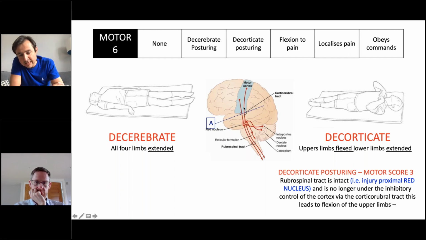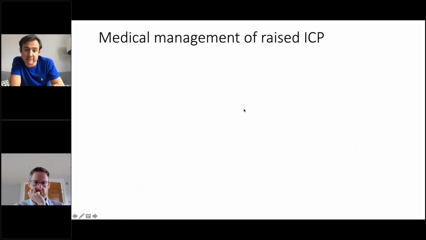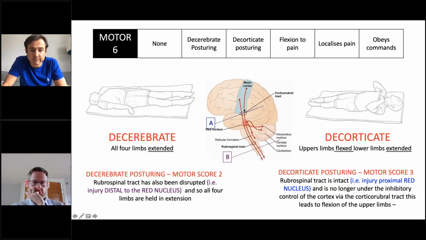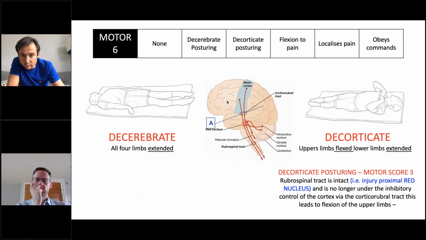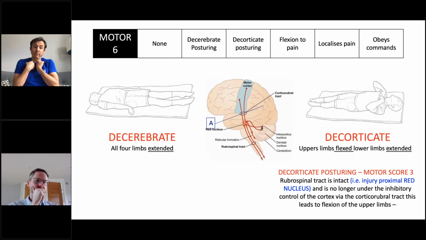What happens is you lose your corticorubral tract, which essentially has an inhibitory impulse over the cerebellum. So when you lose that impulse, it's the cerebellum that's making you do this. So decorticate is you've lost that higher cortex, essentially, and it's the unimpeded action of the cerebellum that's making you adopt that posture of the upper limbs.